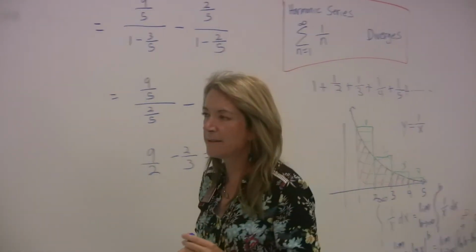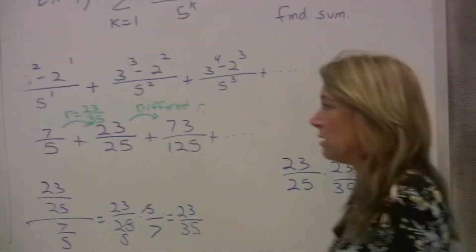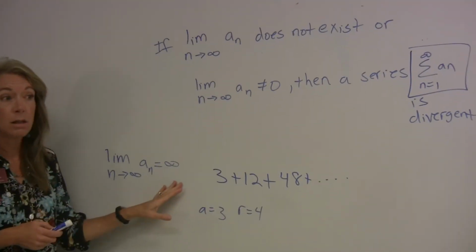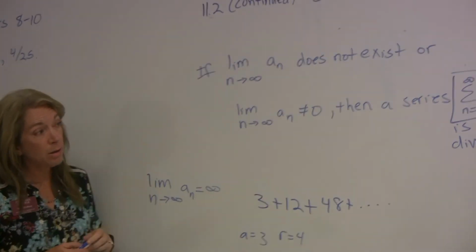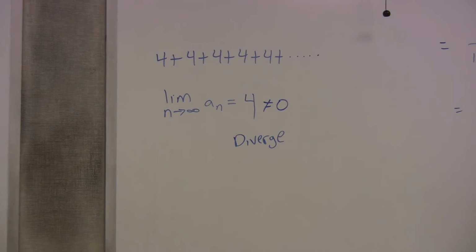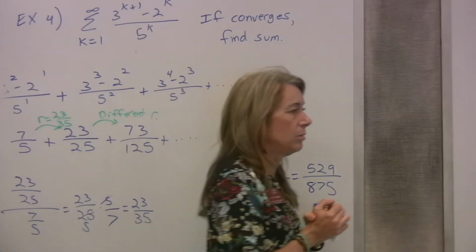So the two ways that you can tell something diverges is either your limit doesn't exist, or your limit is not equal to 0. The limit of the general term. Now the opposite is not true.